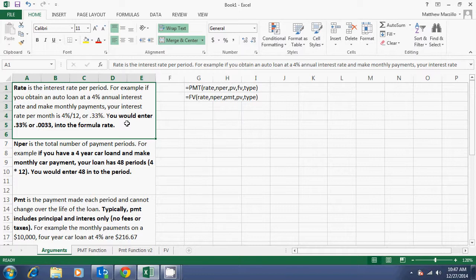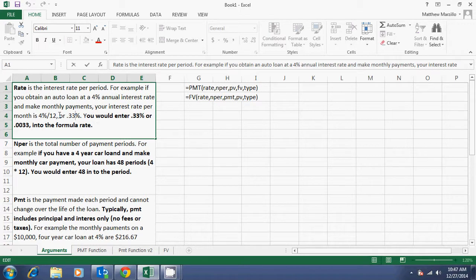So if we're looking to obtain an auto loan that has a 4% annual interest rate and make monthly payments, you would divide that 4% by 12, by the 12 months, and get 1/3%, or 0.33%. So you would enter that rate as 0.33% into the formula bar, right? So you want to make sure that you're considering the payment terms, or the fact that we're looking at 12 months, or paying monthly instead of annually.